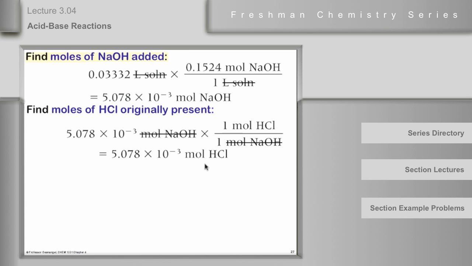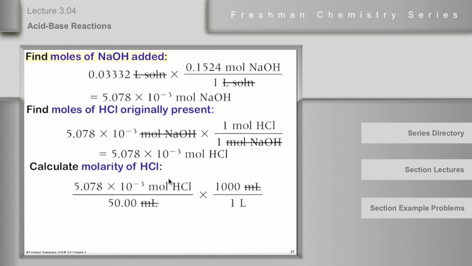All right, then the last step is to calculate the concentration. Concentration is moles over liters. We have milliliters here, so we have to do a milliliters to liters conversion here. And the final answer is 0.1016 molar HCl.